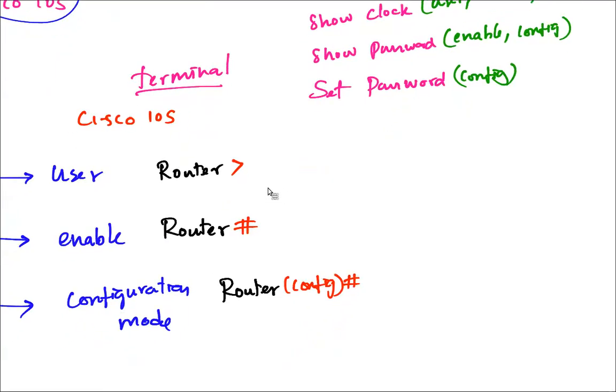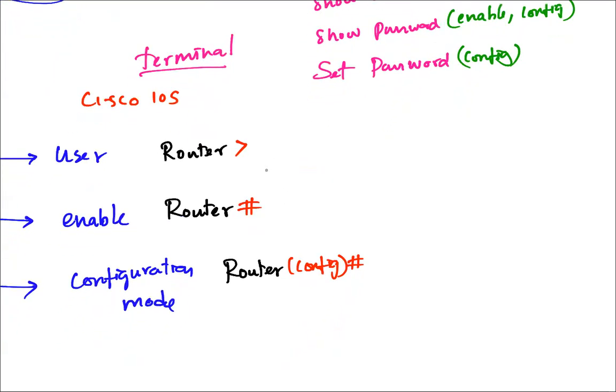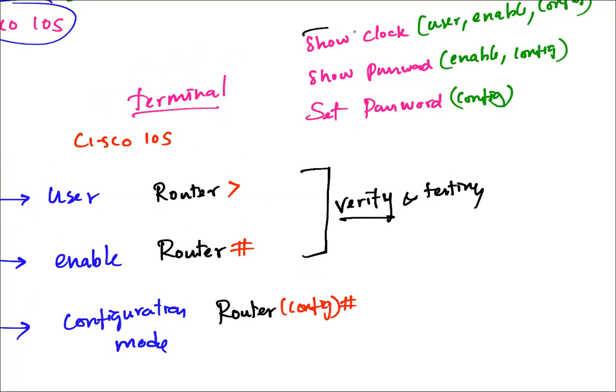So put simply, I'll just generalize this and say the first two modes are basically for verifying and testing. Verifying means what? Show commands. Show commands are used for verifying, right? So the first two modes are for verifying, and then for testing.